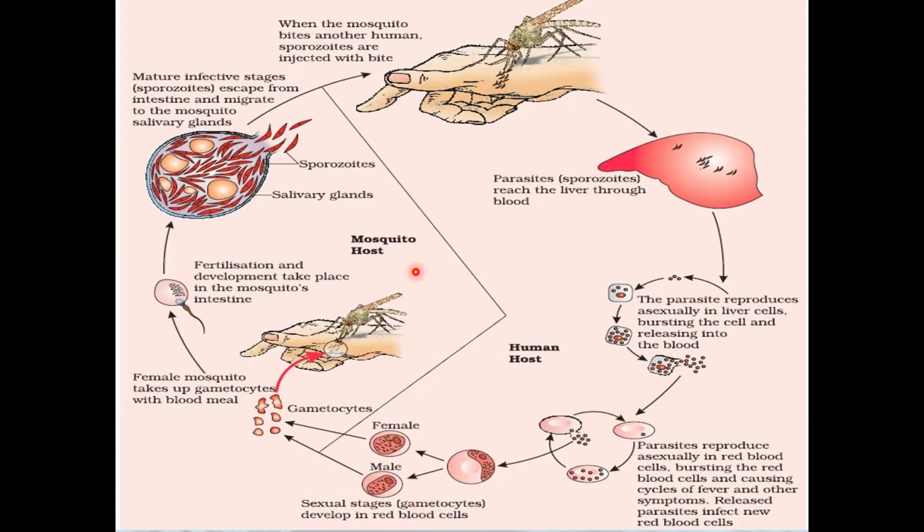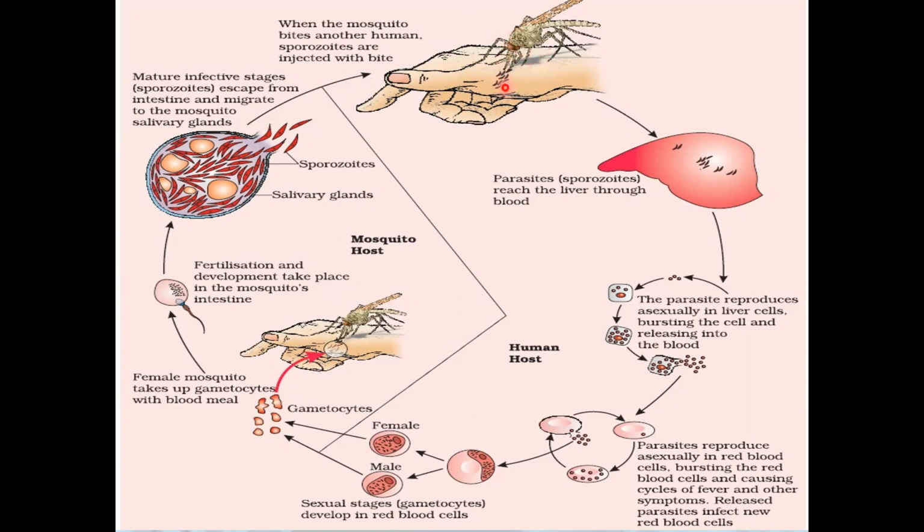This life cycle is very, very important over here. Same like the worm. Filarial worm had two hosts, mosquito and human. The malarial parasite also has two hosts. One is the mosquito and one is the human. This diagram is given in your textbook and it is the most important diagram. Let's start from here. When the mosquito bites another human or a human, sporozoites are injected with the bite. See here, the mosquito is biting the human. So the sporozoites are present inside the mosquito. Afterwards, I'll tell you how these sporozoites have come.